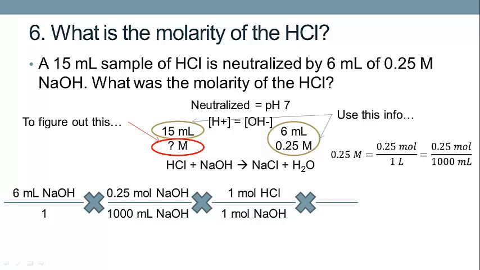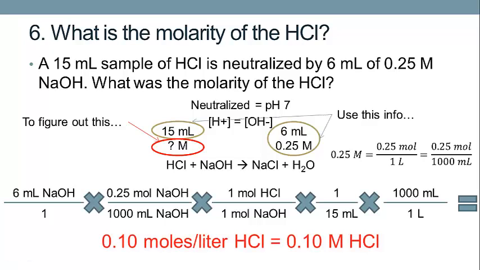I know that my total volume of HCl was 15 milliliters. If I stopped here, this would give me moles per milliliter. I want moles per liter, so if I multiply by 1,000, that's going to give me moles per 1 liter. Whenever I multiply across and solve everything, I get a concentration of 0.1 moles per liter. So I have 0.10 molarity hydrochloric acid.